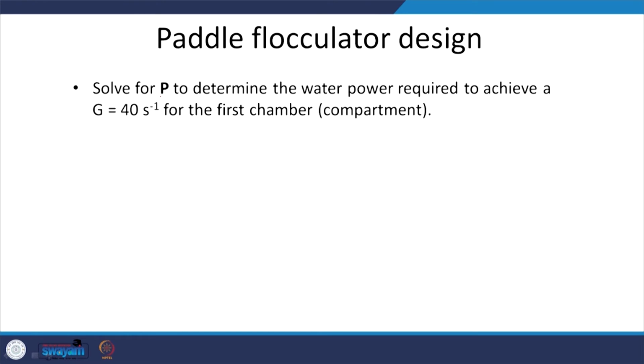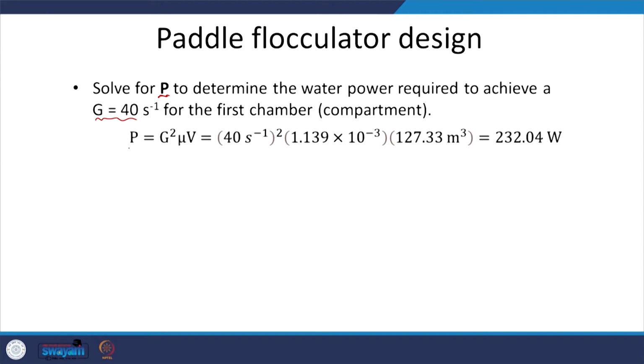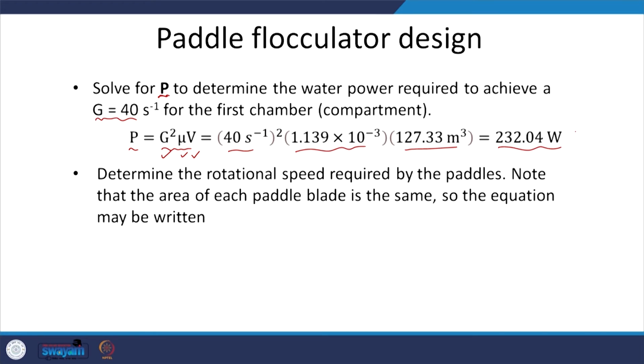Then we will check the design in a different way. Solve for P now. I need to know the power from the G that's given. Let's see what it is. P is equal to G square mu V. I have G, I have mu, I have V, right? V is the volume of that compartment. G is the mean velocity gradient. I know that it is 40 for the first compartment, and mu is the dynamic viscosity. So this is the power required, right? So now from this I need to be able to calculate the rotational speed, the speed at which the paddle is rotating, let's see, right?